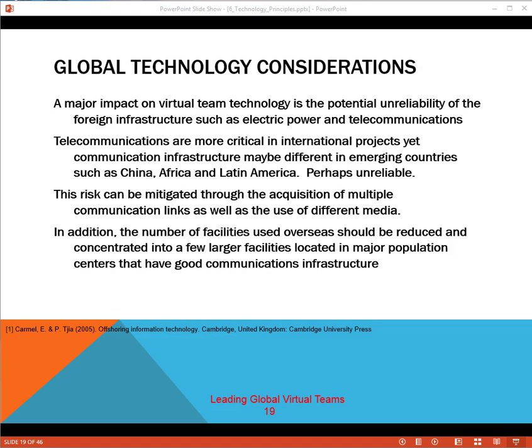So this risk can be mitigated through the acquisition of multiple communication links, as well as the use of different media. In addition, the number of facilities used overseas should be reduced and concentrated into a few larger facilities located in major population centers that have a good communications infrastructure.